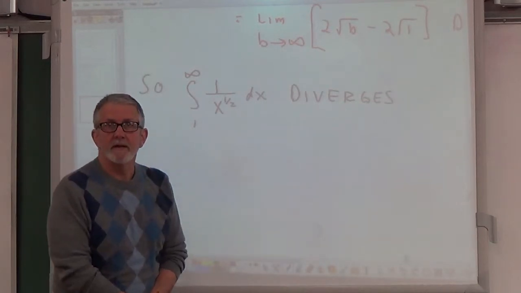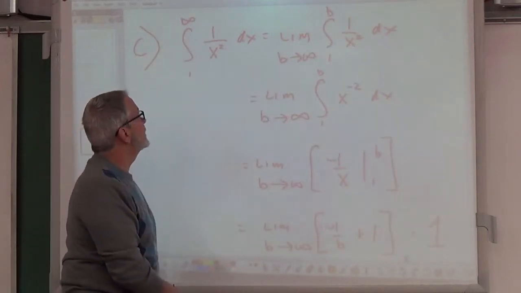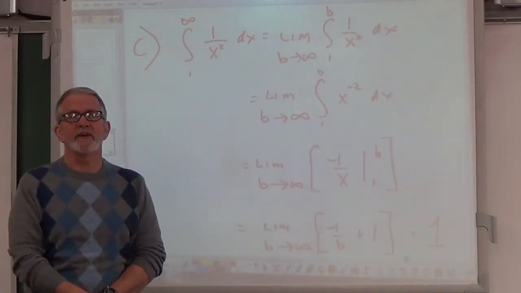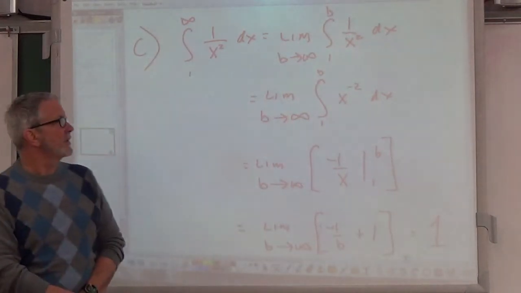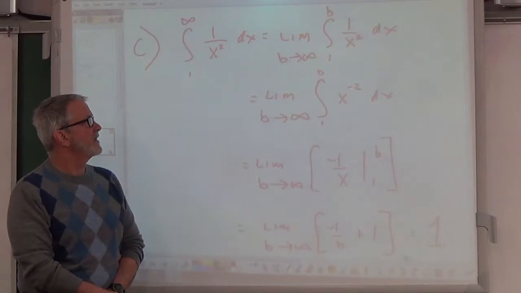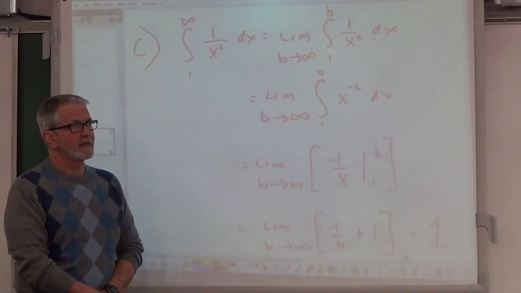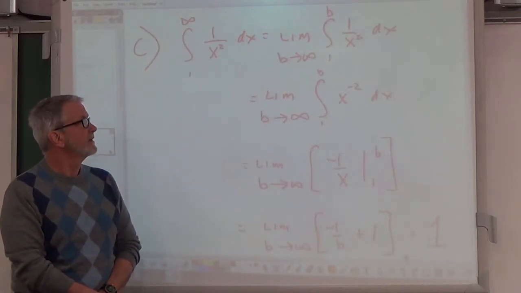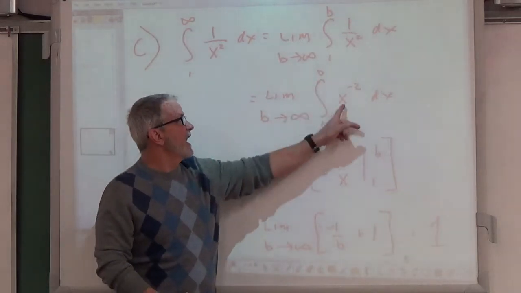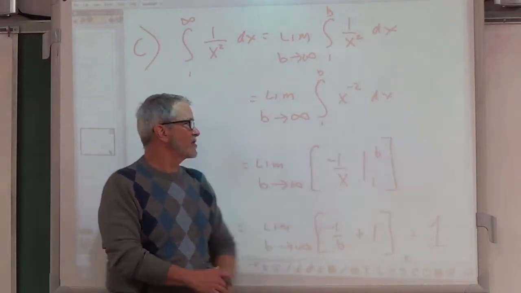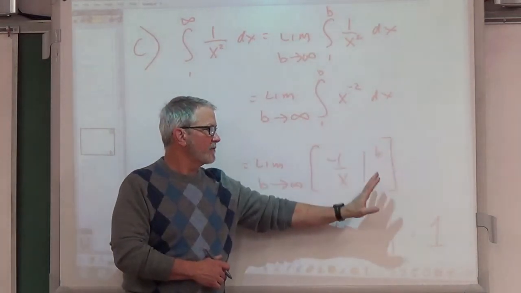Example number 3, or example C, if you will. Look at the improper integral from 1 to infinity of 1 over x squared dx. And we see that that is going to equal the limit as b goes to infinity of the definite integral from 1 to b of 1 over x squared dx. Again, so that I can anti-differentiate it: limit as b goes to infinity, 1 to b, x to the negative 2 dx. Anti-differentiate that, and I get the limit as b goes to infinity of negative 1 over x, evaluated from 1 to b.